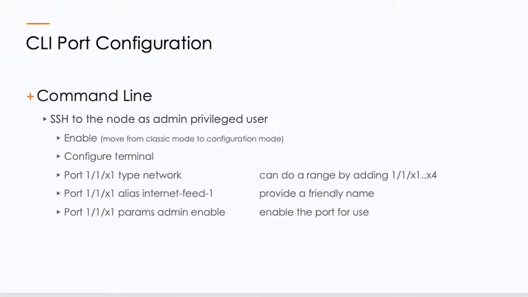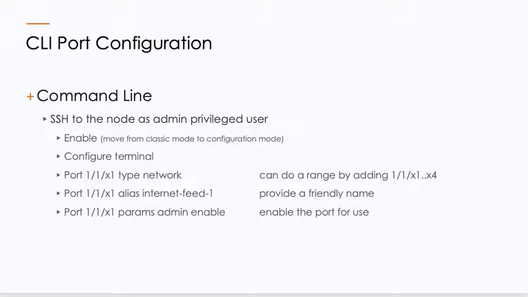So let's talk about the command line function. As we SSH in as an admin privileged user, we'll need to use the command enable to move from classic mode to configuration mode, or type configure terminal to move us into configuration mode. The first thing we're going to do is set the network type. We saw earlier all the different port types, but for our demo purposes, we're going to set it up as a network port. So it is port followed by box number, slot number, port number.